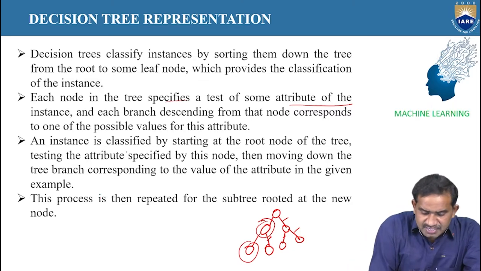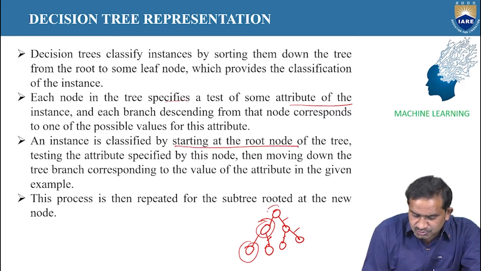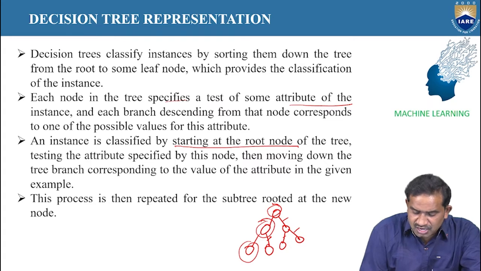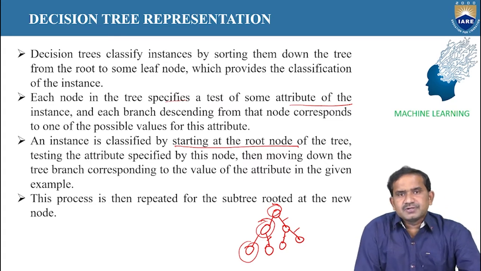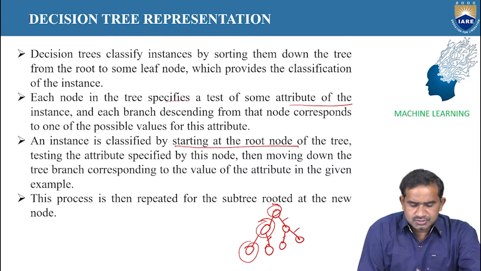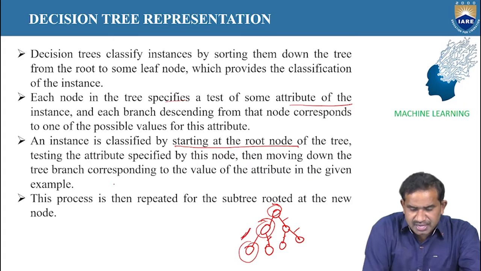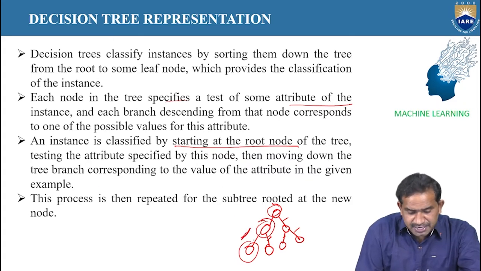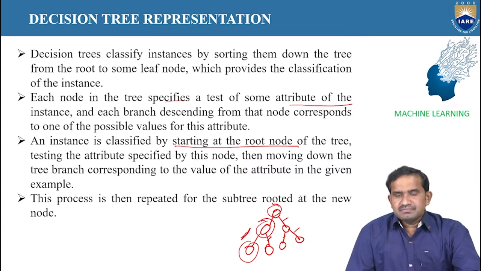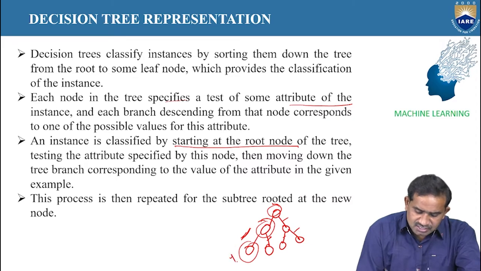Classify means starting at the root node, which tests the attribute specified by this node. We have attribute values, input values. Then moving downwards means moving down the tree branches, corresponding to the value of the attribute in the given example, until the final value, yes or no.